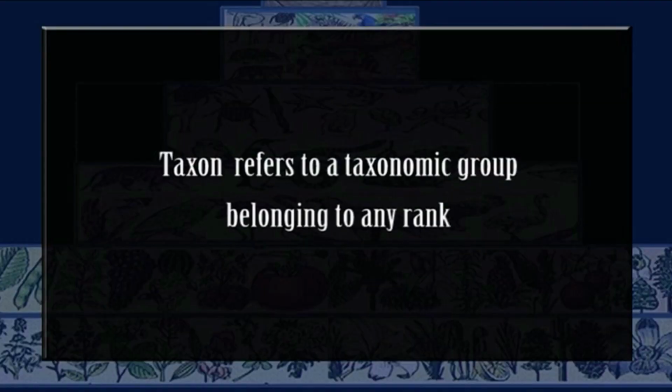Further, categories are entirely artificial and subjective, whereas groups of organisms are objective and non-arbitrary. It means that a plant may be a member of several taxonomic groups, each of which is assigned to a taxonomic category, but cannot be a member of more than one category. Taxon refers to a taxonomic group belonging to any rank, that is, a species is a taxon at species rank, a genus is a taxon at genus rank, a family is a taxon at family rank, and so on.